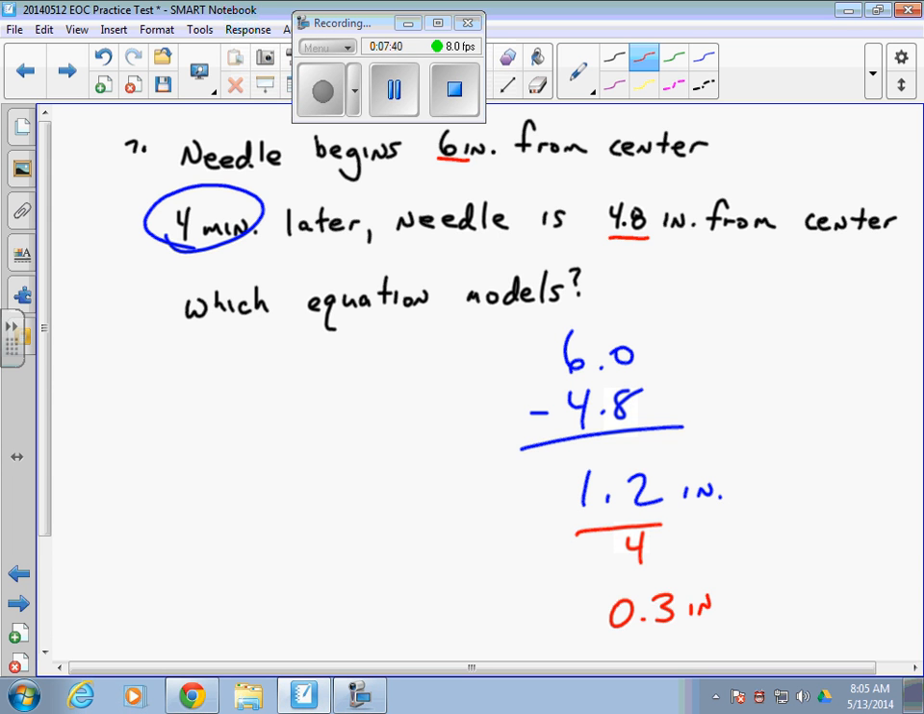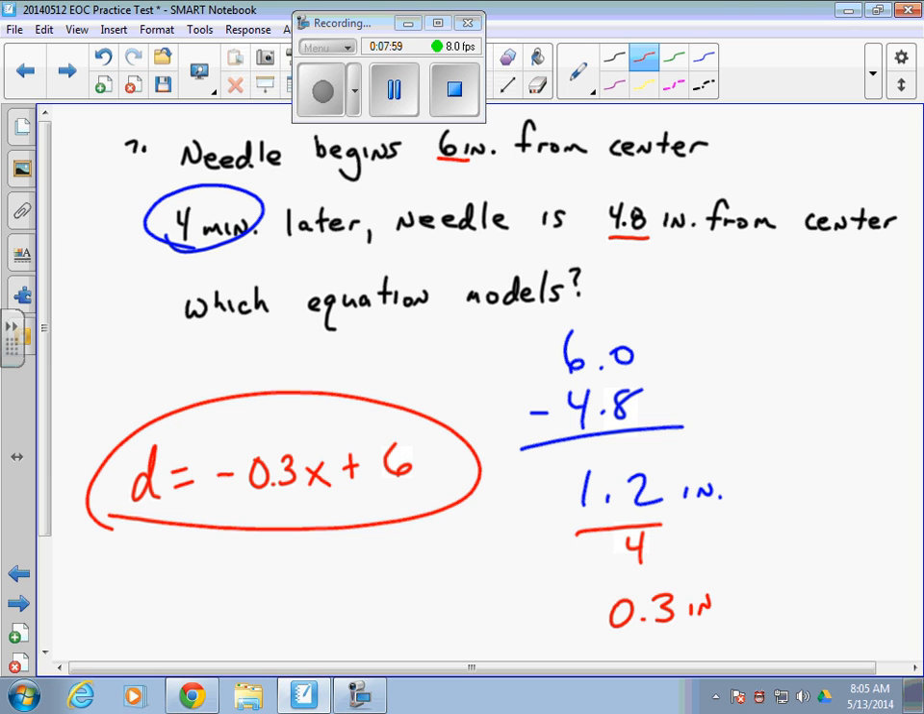So it's going down. So the equation that's going to model that is the distance away is -0.3x, because that's how it's going down that much for every minute, plus where it started out at 0 minutes, which was 6. m equals -0.3. I wrote t instead of x, everybody, because it's the distance over time: -0.3t plus 6.